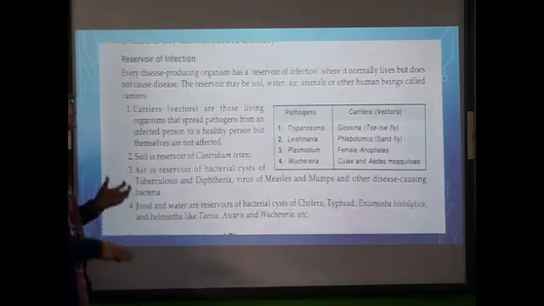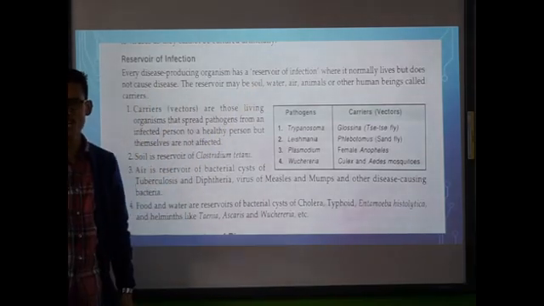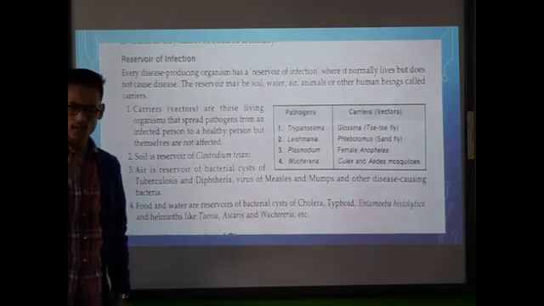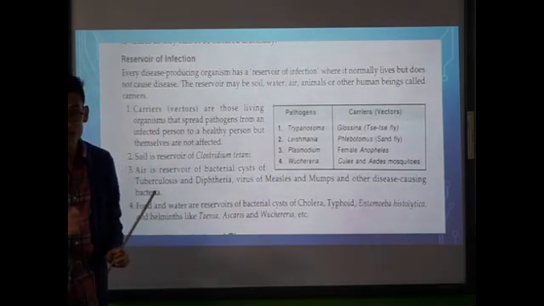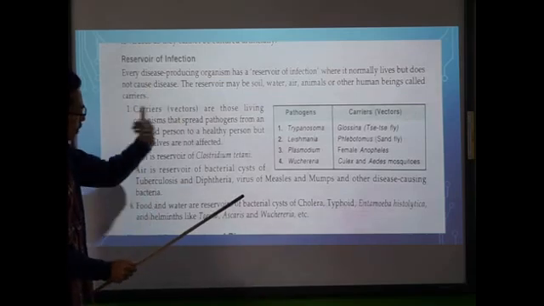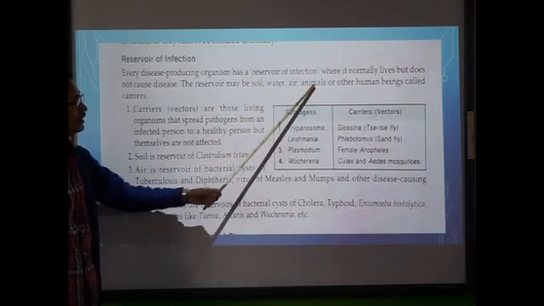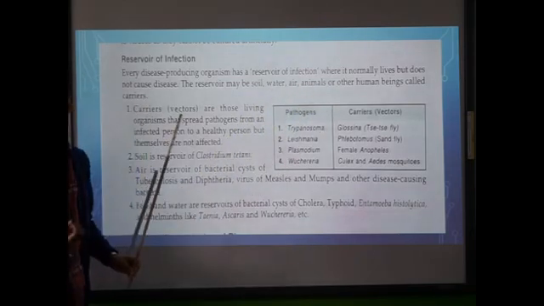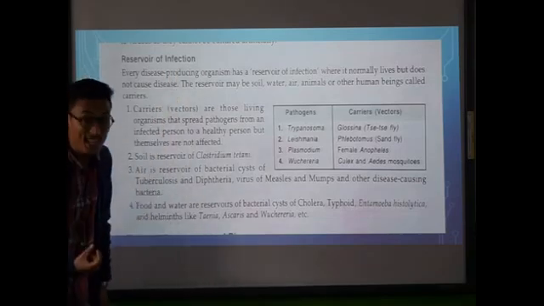So let's talk about this one. Every disease producing organism has a reservoir of infection. So each and every pathogen that causes a particular disease has got a reservoir of infection where it normally lives, but does not produce or cause a disease. So the reservoir can be soil, water, air, animals, or other human beings that are the carriers. So the soil, water, air, or any other animals can act as a reservoir of infections where they can live, but they are not able to cause the disease.